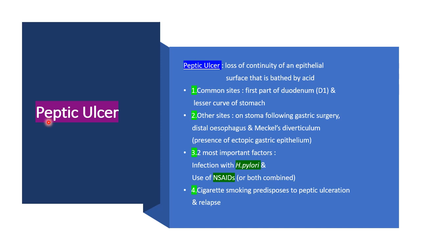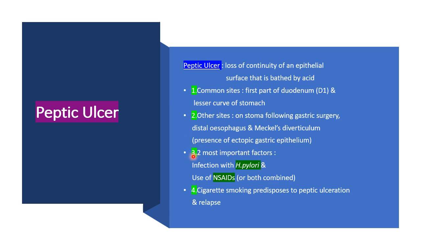Okay, the next condition we'll be talking about is a very important and common condition known as peptic ulcer. Okay, peptic ulcer is the loss of continuity of the epithelial surface that is surrounded by a medium of acid. The common sites are the first part of the duodenum, D1, and the lesser curve of the stomach. Other sites: stoma following gastric surgery, distal esophagus, Meckel's diverticulum where there is presence of ectopic gastric mucosa.